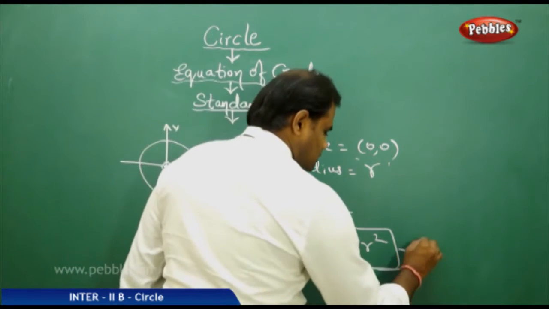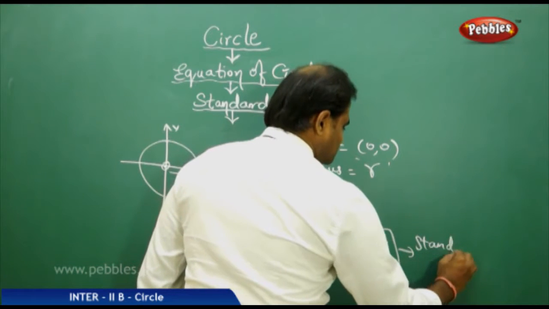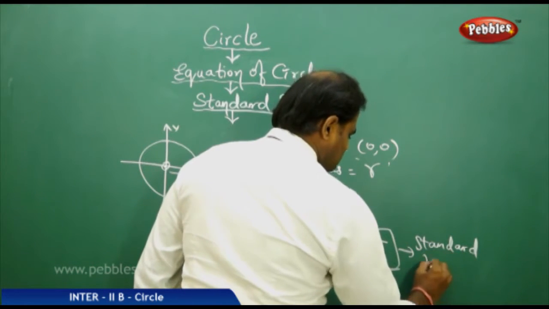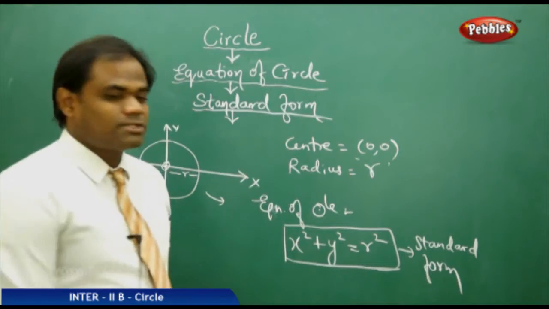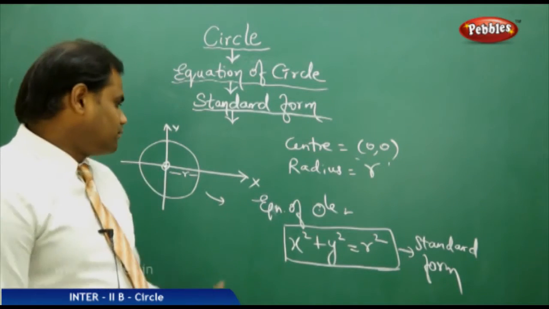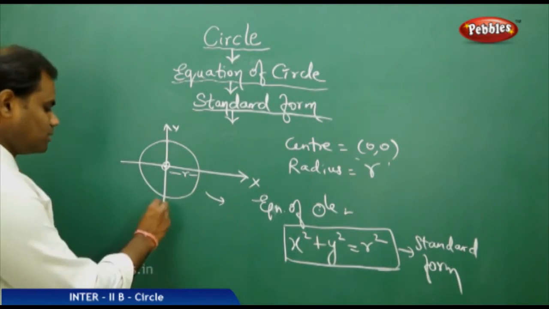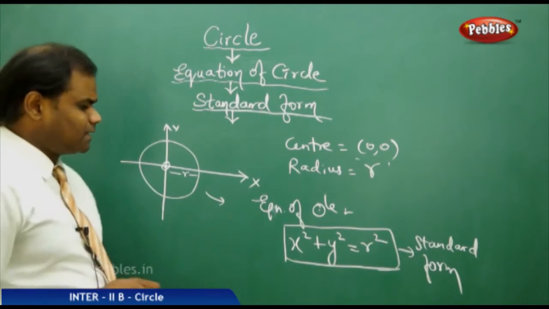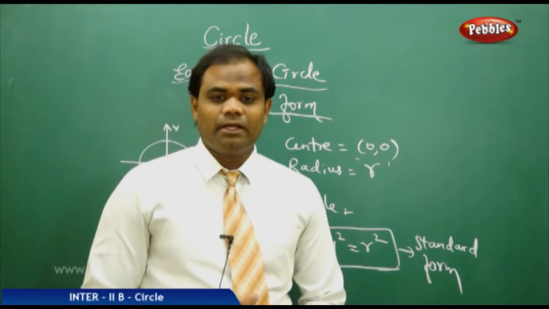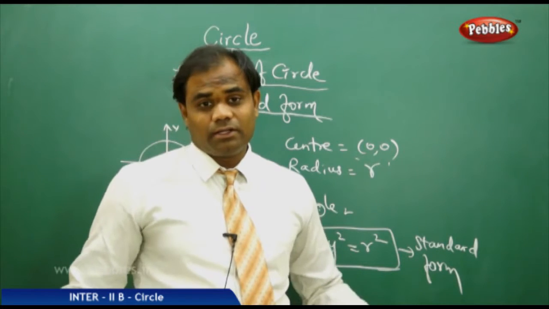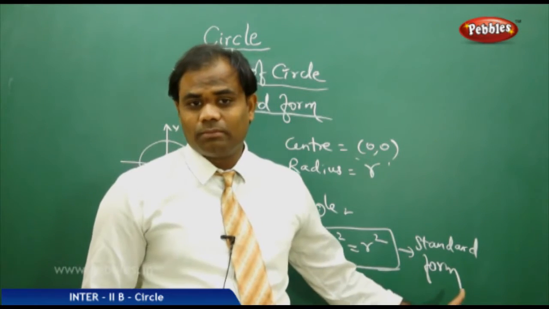So this is called the standard form, where if I have a circle with center as origin and radius as r, then the equation of the circle is given by x squared plus y squared equal to r squared, the standard form of a circle.